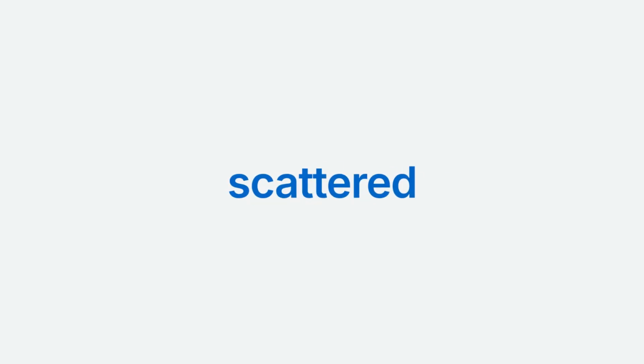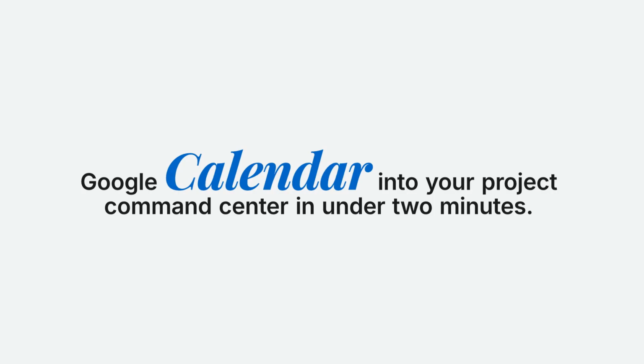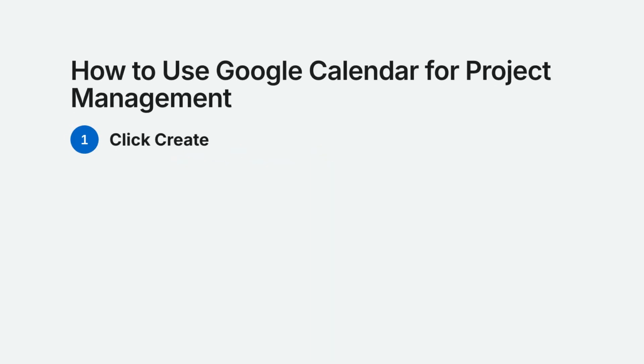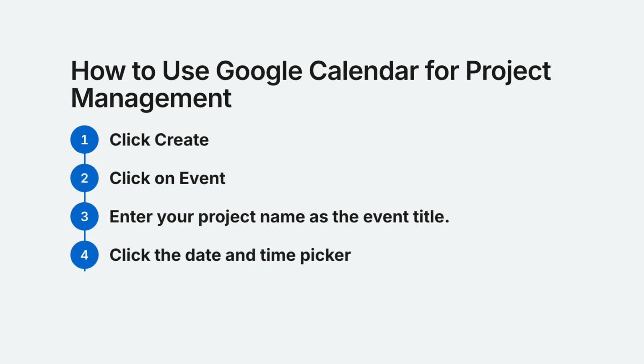Are your projects scattered across emails and sticky notes? Turn Google Calendar into your project command center in under 2 minutes. First, create a project event with a deadline. Then, invite your team and add all details and attachments.